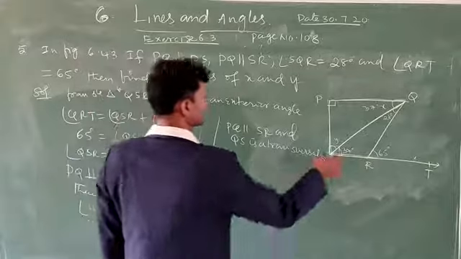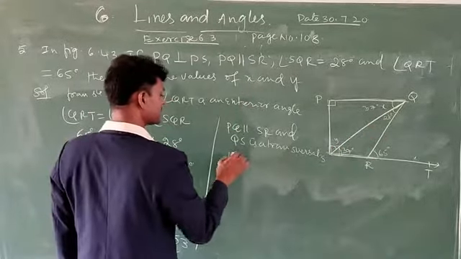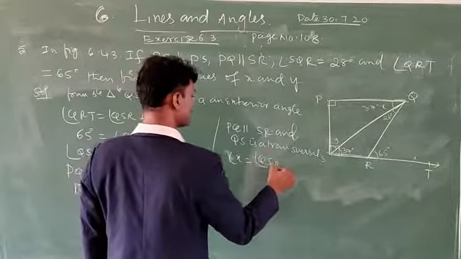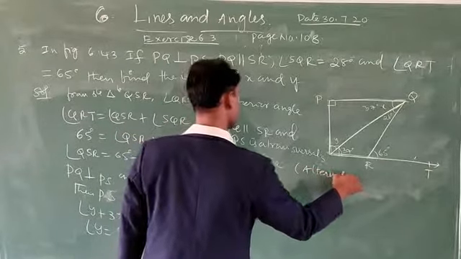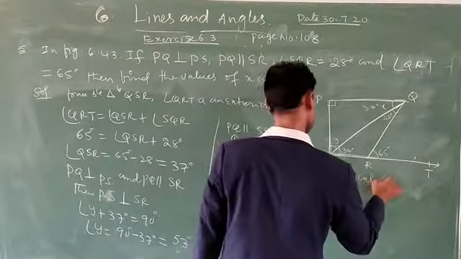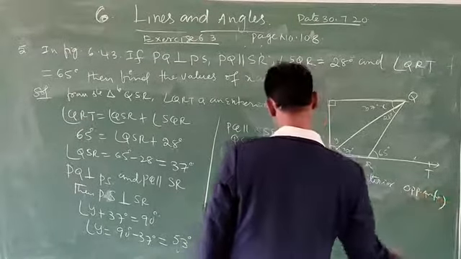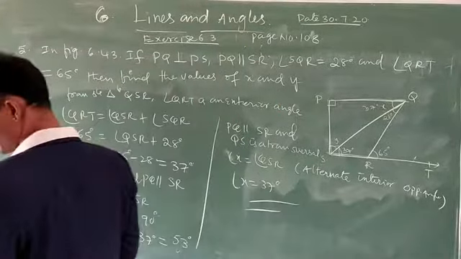Then alternate interior opposite angles are equal. Angle X is equal to angle QSR. This is alternate interior opposite angles. Then angle X is equal to 37 degrees. Note down.